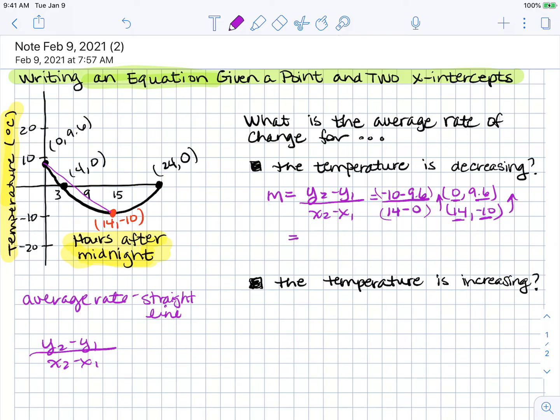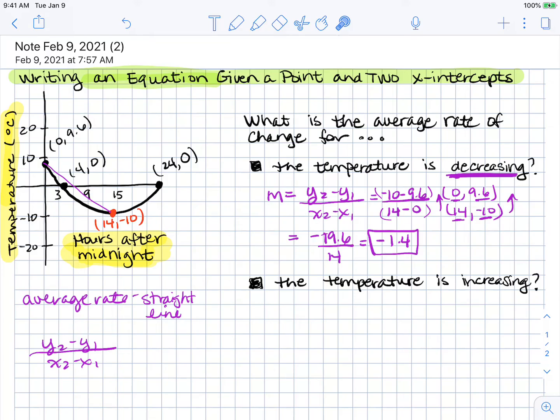When I do this, my negative 10 minus 9.6, well, that's going to be negative 19.6, and my 14 minus 0, well, that's going to be 14. And when I plug that into my calculator, I'm going to get negative 1.4. So that's the average rate of change for the decreasing interval of my graph, where the temperature is going down.